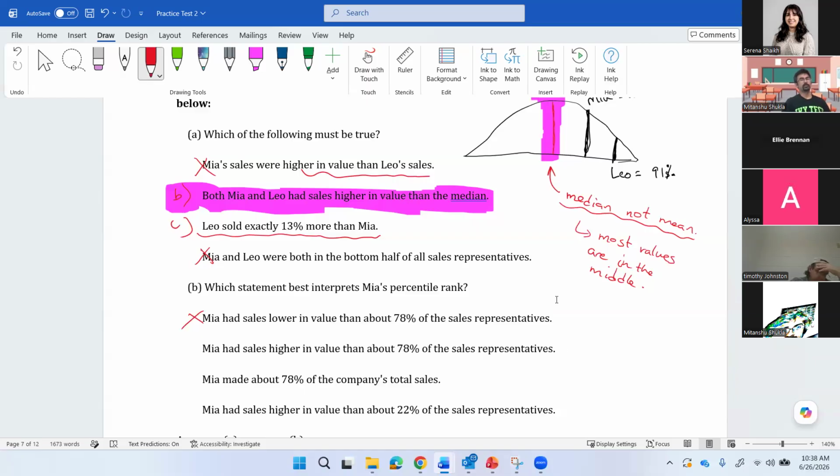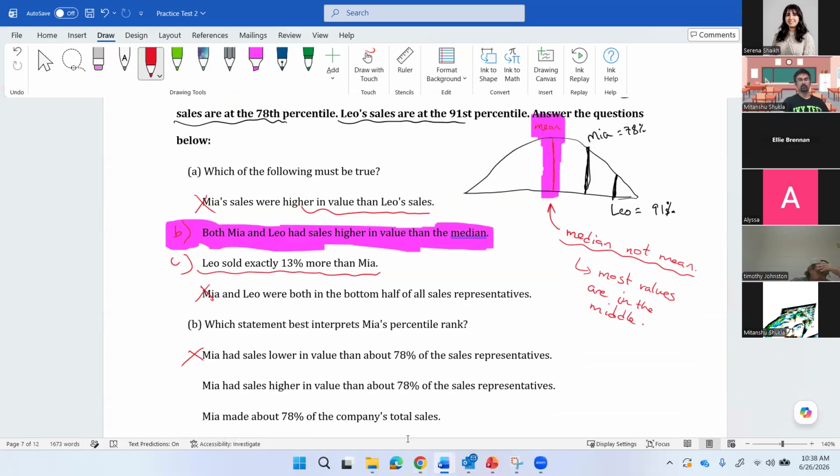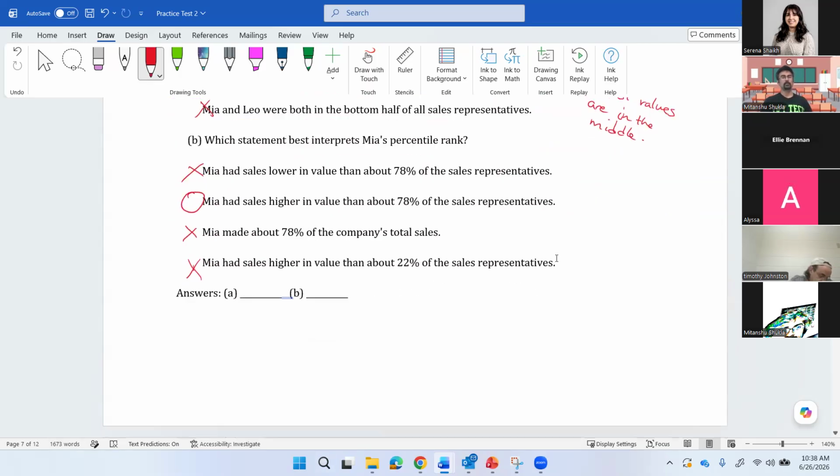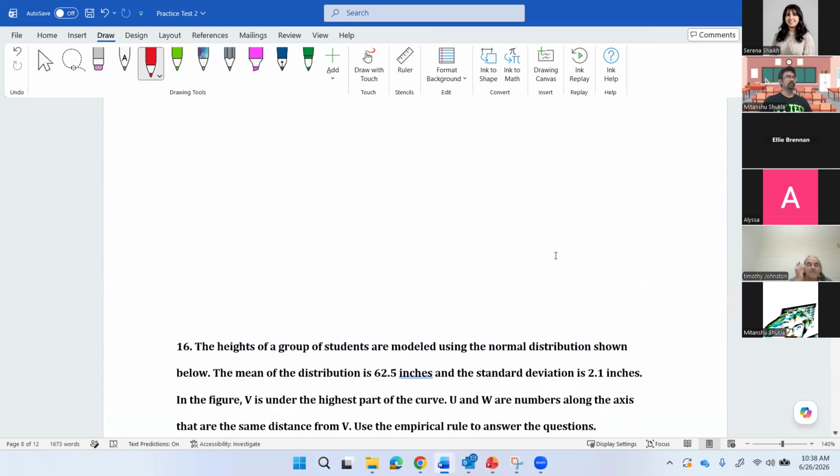I don't think that's true, right? Because it doesn't say anything about the company's total. We don't know anything about the company's total, right? So I don't think that's a very good thing. Mia had sales higher in value than about 22% of the sales representatives. Well, she had sales higher in value than way more than 22% of the sales representatives. So that's just not a good representation of Mia's situation. So B is the best answer here. Okay. Any questions about that, guys?